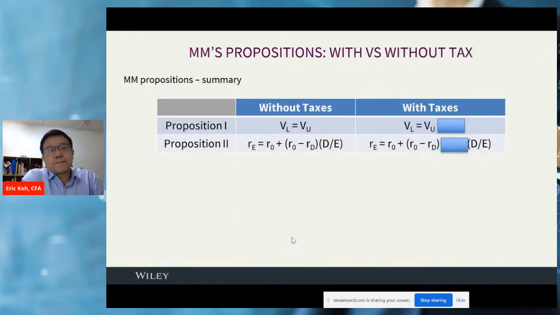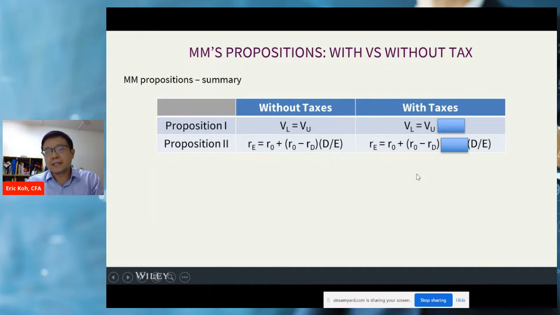Now, so far, we summarize it as follows, and I put it into this matrix, right? We have two propositions from M and M. In a world which is perfect, without taxes, capital structure doesn't matter. So the firm's value in a levered position is the same as that in an unlevered position. And the second proposition is that the cost of equity goes up as your debt to equity goes up or as your leverage goes up.